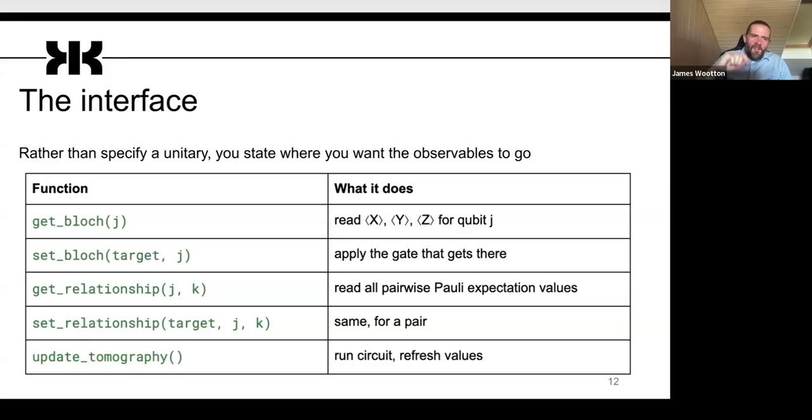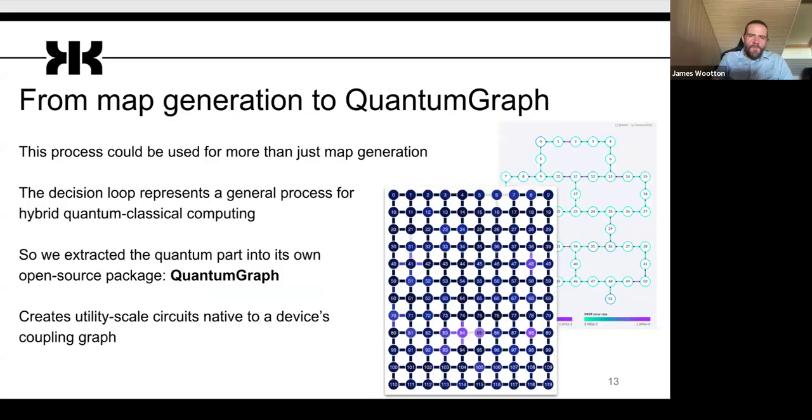You can't say get block, set block, and then set block again without updating your expectation values because it will just get it wrong. When it figures out what gate it has to do, it does that using what it knows the expectation values to be, and to update it, it has to find more expectation values. So this is basically the interface that is running underneath this map generation process.